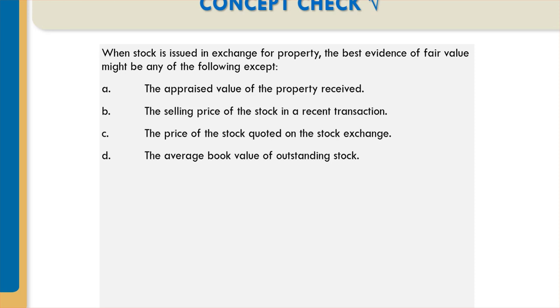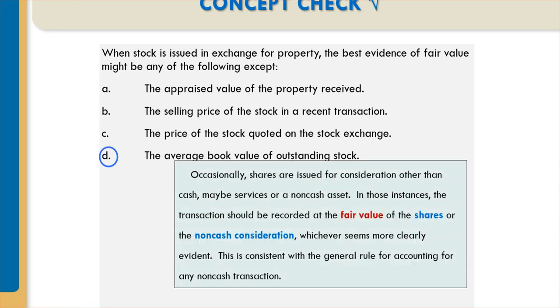So I guess that gets us down to the one that doesn't seem to make sense, and that's the book value of outstanding stock. Now, book value of outstanding stock, I really don't know what they're talking about when they even use those terms. But book value is not relevant in this transaction. And here is a description of what we were discussing. It says, which seems more clearly evident.